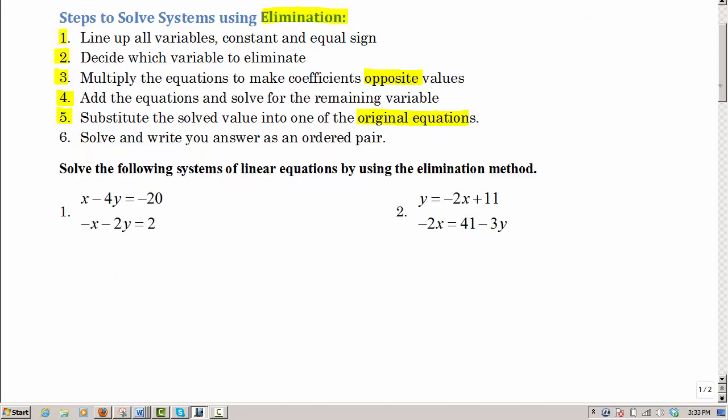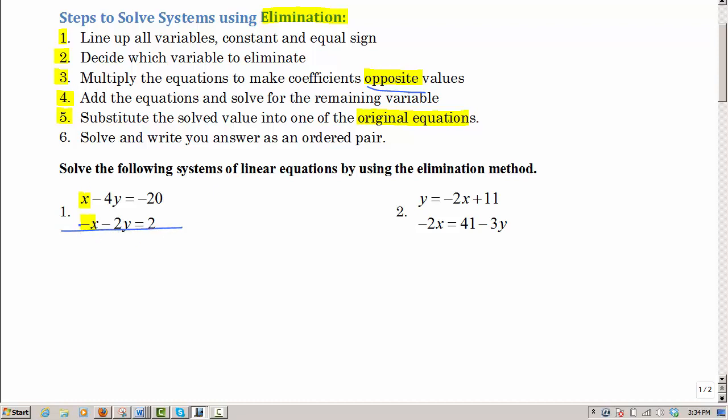On number 1, if you notice, the variables are lined up as best I could when I was typing it, and we want to decide which variable to eliminate. Well, let's just look. We have a positive 1x and a negative 1x. We need to make them opposite values, and that one's already done for us.